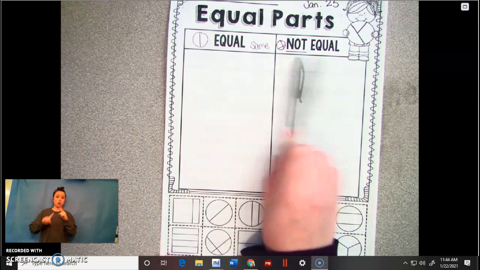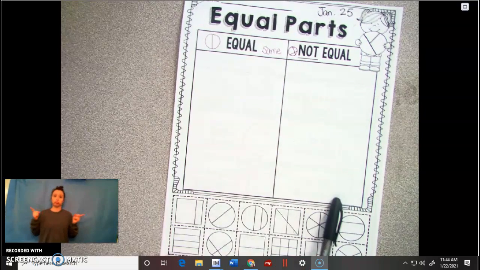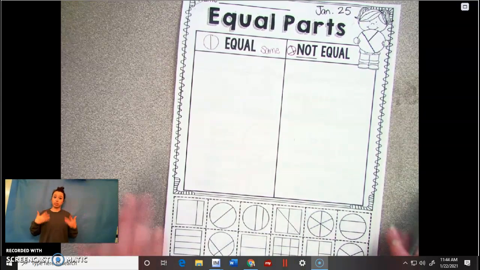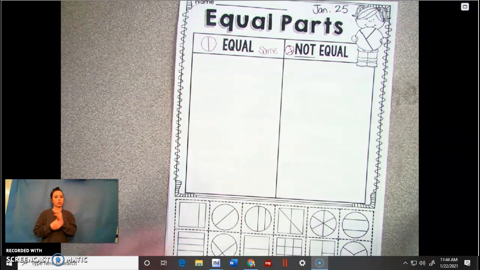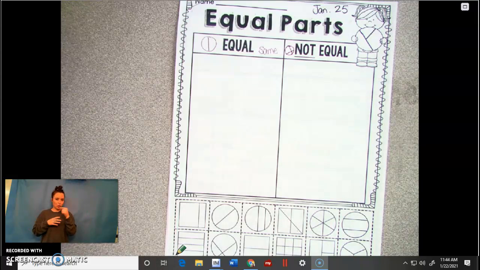If the pieces are not the same, glue them over here. Once you finish that, let it dry, and then stick these pages back in your folder. Do not leave them out for other friends to get hold of them or for them to get messed up. Keep them safe in your green folder.